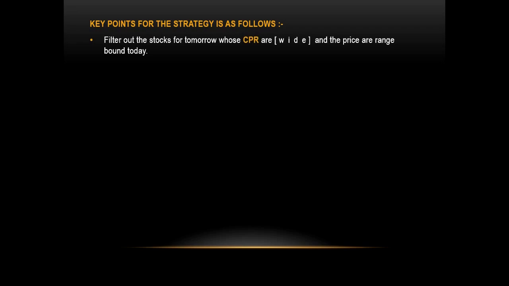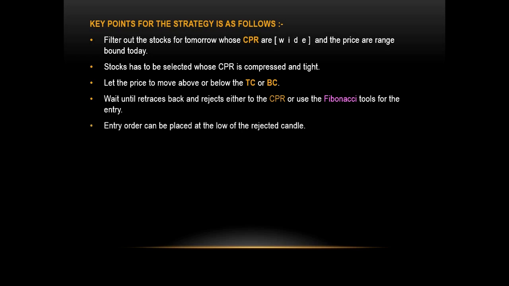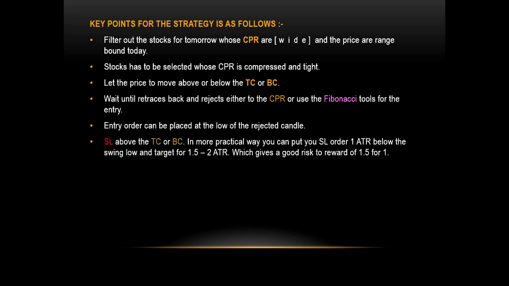Filter stocks whose CPR is wide and price is range bound today. Stocks have to be selected whose CPR is compressed or narrow ranged for tomorrow. Wait for the price to move above the top central pivot or below the bottom central pivot. Wait until the price retests back. Enter the trade after the rejection candles. Keep your stop losses above the TC or BC pivots.